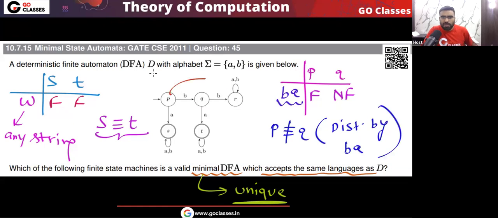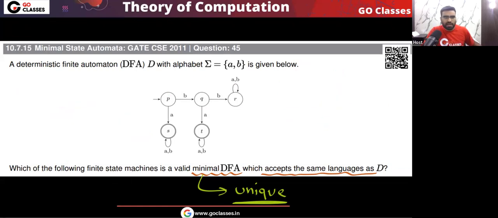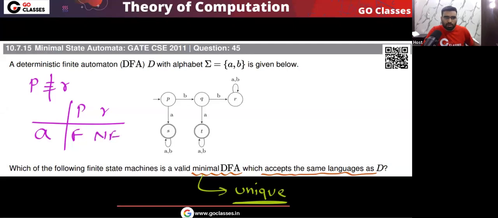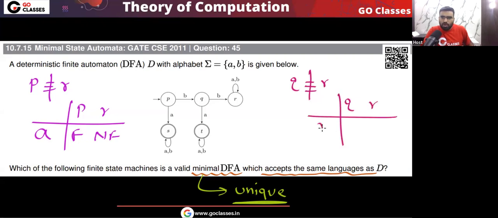What about P, R? They are also not equivalent. Why? You can easily see that P comma R on symbol A: P is going to final, R is going to non-final. What about Q, R? They are also not equivalent. Why? Because on symbol A, Q is going to final, R is going to non-final.